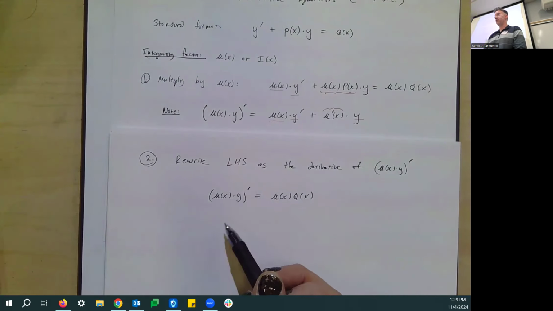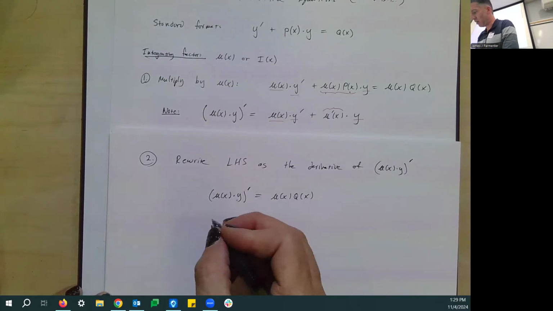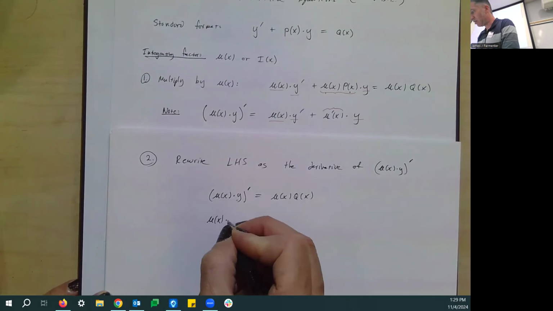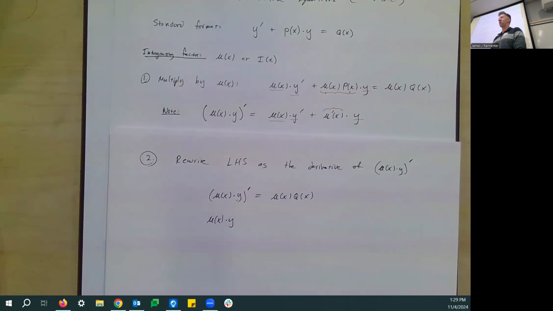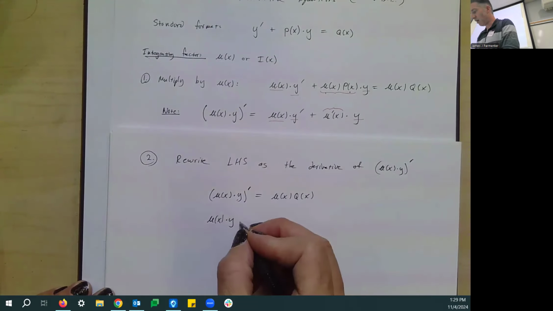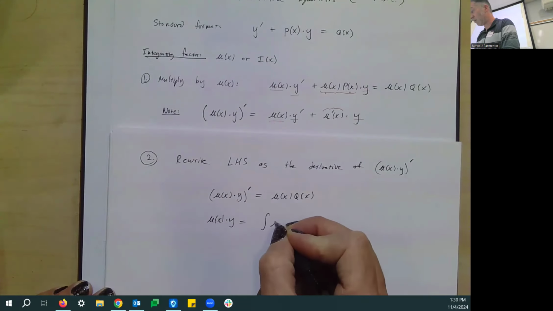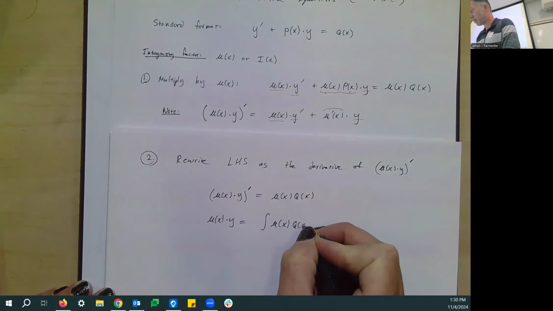How do we undo a derivative? With an antiderivative. So anti-differentiate both sides. Don't actually write the antiderivative of the derivative. Just write down that you get what's left. Although you could write down the antiderivative here. That'd be fine. But on the right-hand side, it is the antiderivative of mu of x times q of x.